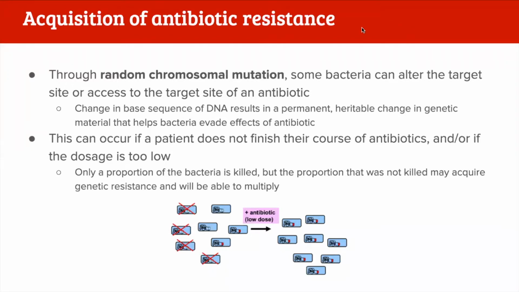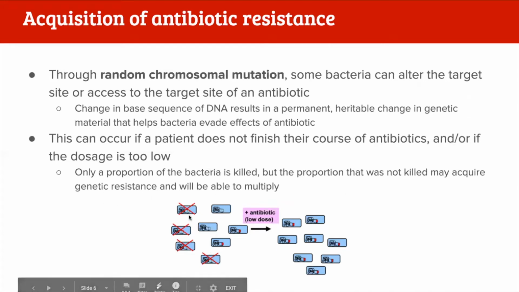Okay, moving on to acquisition of antibiotic resistance. So through random chromosomal mutations, some bacteria can alter the target site or access to the target site of an antibiotic. So a change in base sequence of DNA can result in a permanent heritable change in genetic material that helps bacteria evade effects of antibiotic. And this can occur if a patient doesn't finish their course of antibiotics and or if the dose is too low. This is because only a portion of the bacteria will be killed, and then the proportion that was not killed may acquire genetic resistance, and then they will multiply.